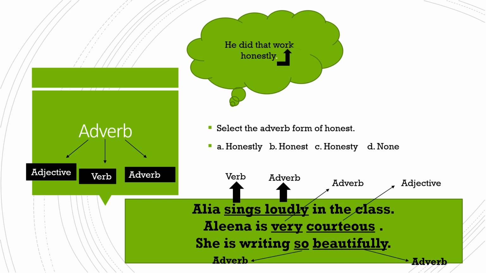So this is how it will help you to identify an adverb in a sentence. For example, you may see the question: select the adverb form of honest in the given options. You will have to use it in a sentence. He did that work honestly. Here, the word honestly is telling us how the work has been done. That is an adverb of manner. So the work has been done honestly. So this is an adverb.